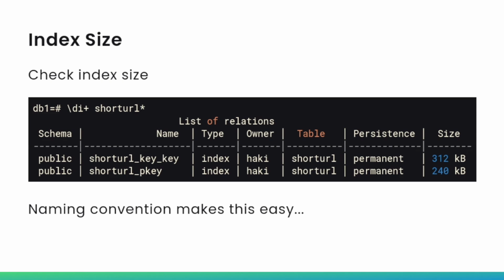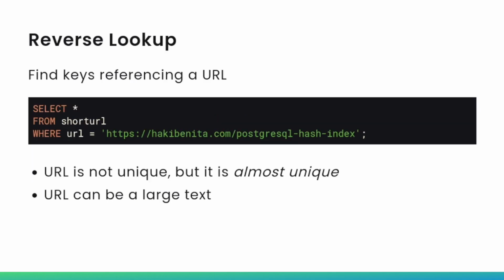So with that in mind, let's start another scenario on our URL shortener table, okay? This time, we want to do a reverse lookup. A normal lookup is where we look for the key and get the URL. This time, we want to do a reverse lookup. We want to search for all the keys that point to a specific URL. This is what the query looks like. Select star from short_url where url equals something, okay?